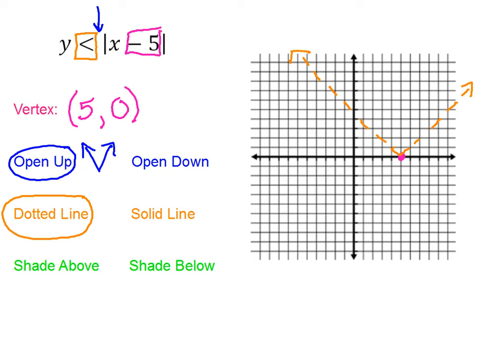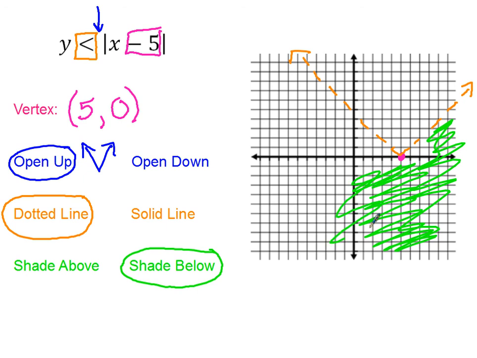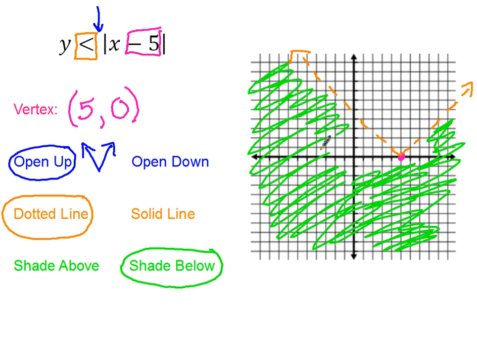And lastly, determine where you shade. Do you shade above our line or below? Y is less than our absolute value quantity, so that implies we're going to be shading below. Starting at the vertex point that we've graphed, shading below is underneath our function. So this is the side of our function that we will have to shade. All of our solutions can be contained in this shaded green area.